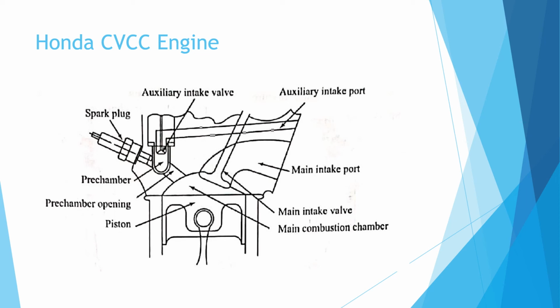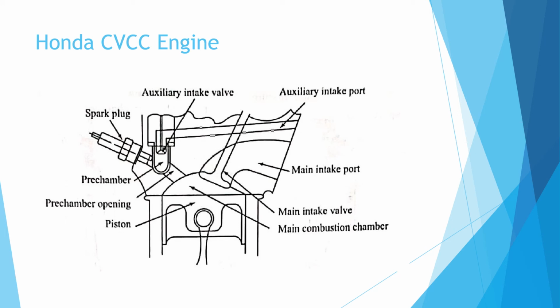The engine has 2 chambers. The pre-chamber is filled with a rich mixture. The pre-chamber is connected to the main chamber, which is filled with the lean mixture. The chambers are filled using carburetors. The picture shows the Honda CVCC engine, where the basic structure of this engine is the same as that of the conventional 4-stroke gasoline engine.